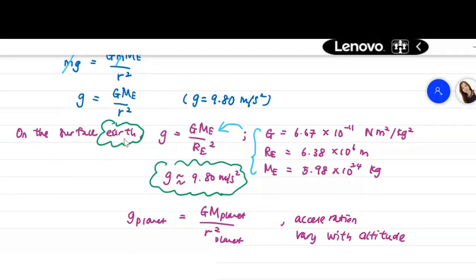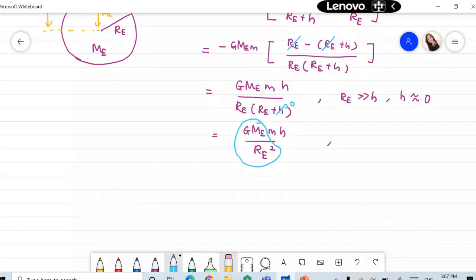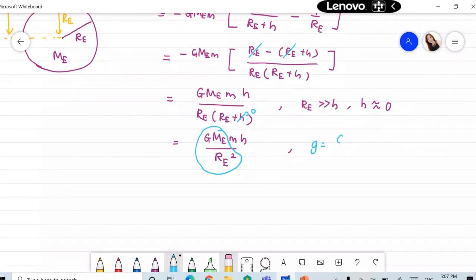Gravity on the surface of the Earth, or very near to the surface of Earth, gravity of the Earth is given as GMe over Re squared. So basically this one is g, right? Because g is equal to GMe over Re squared. And you substitute inside the expression, you will get mgh here.